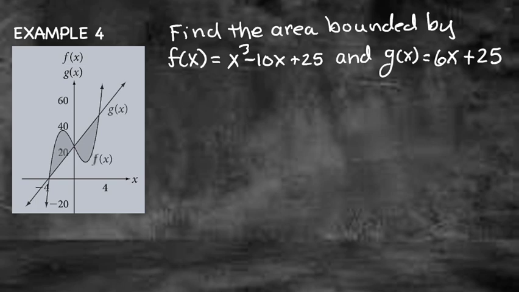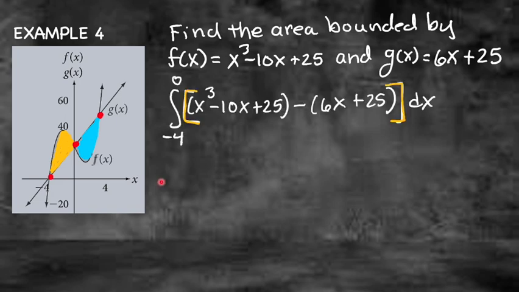So our f of x is x cubed minus 10x plus 25, and the g of x, which is the line, is 6x plus 25. I put the shaded areas in there so that when we're evaluating the two different intervals, we can keep track of which one is which. So notice this yellow area here. That's going to match with this integral that I highlighted with the yellow brackets.